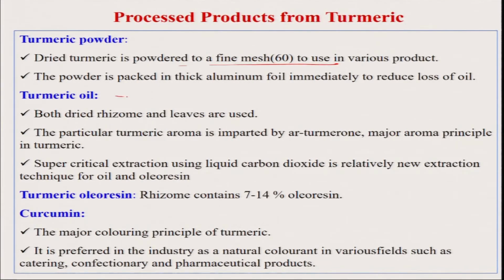We can also make different types of turmeric oil, and the rhizome also contains oleoresin. Another major important part is curcumin, and this curcumin has a very important role, with very high health effects. When we grow a certain type of Lakadong turmeric in Meghalaya, it has the highest curcumin content in the world, more than 7%.